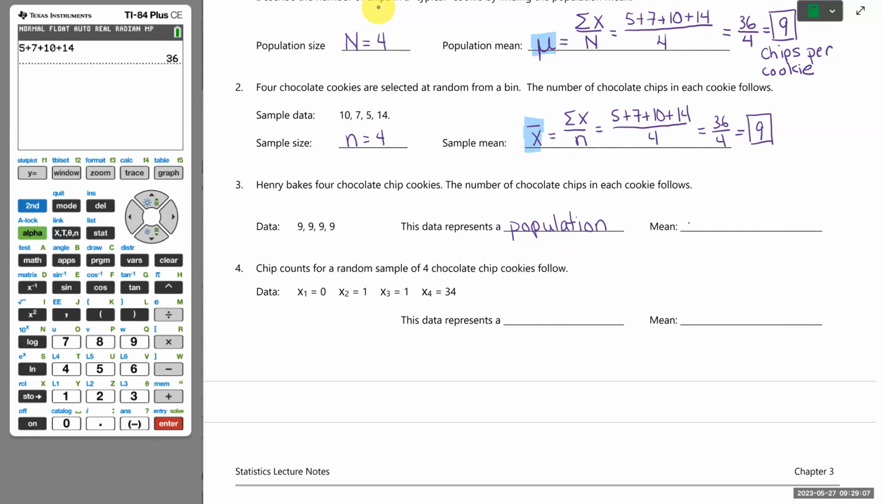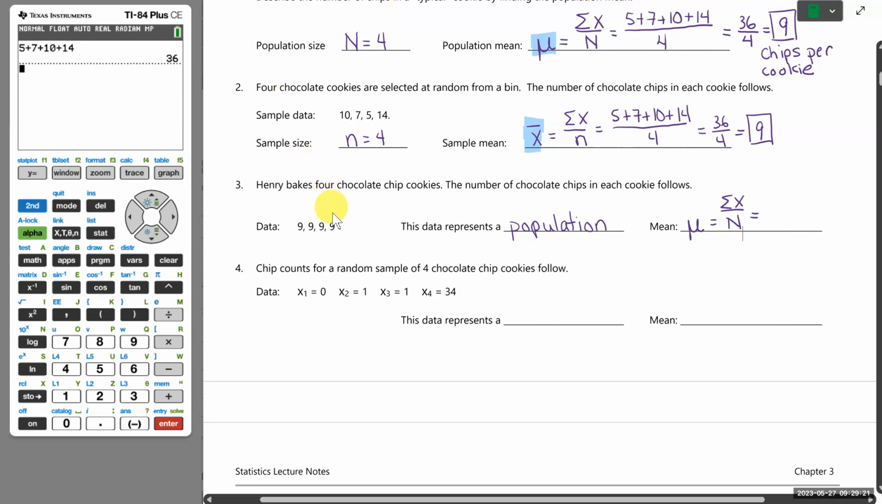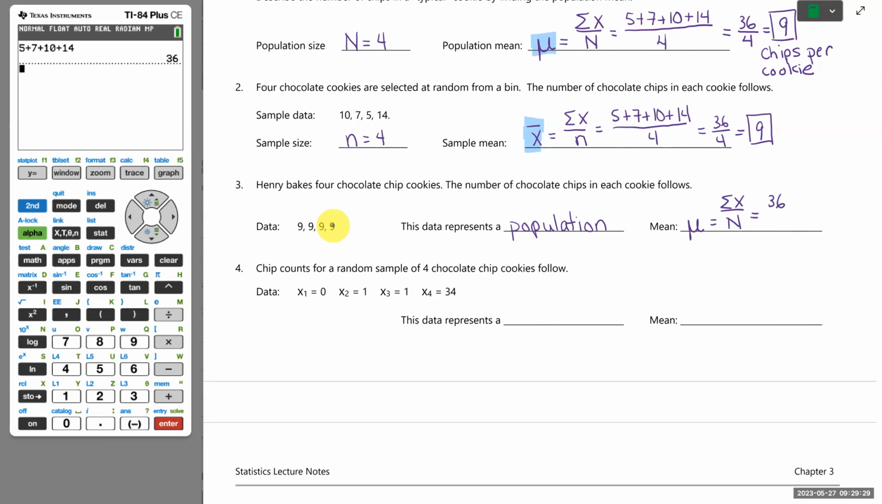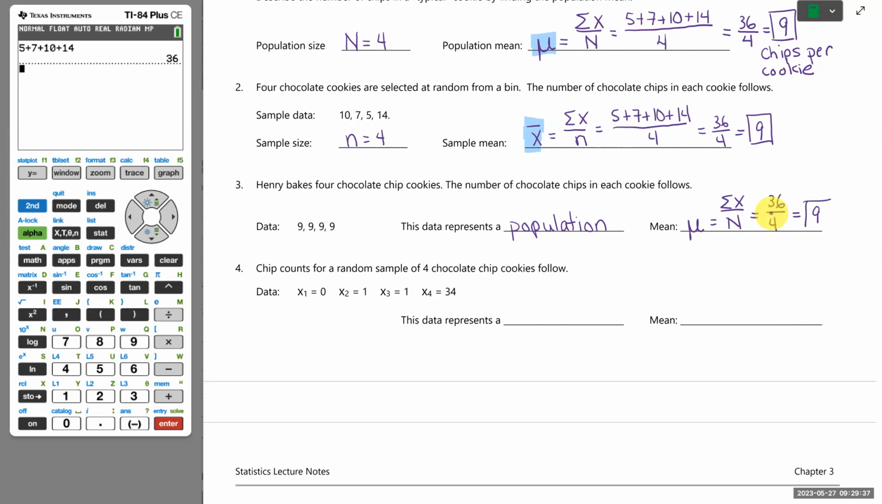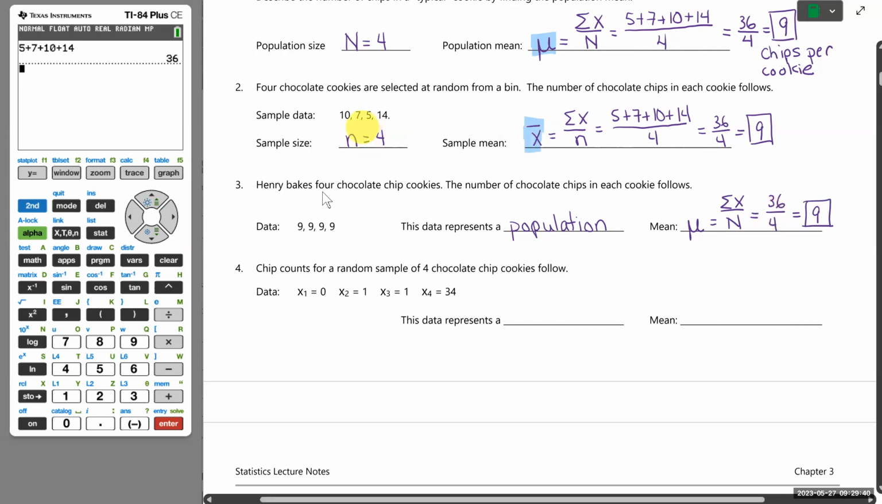And the mean then would be mu for population mean, symbol for the formula then mu equals sigma x over capital N. And now, if all the data values are 9, when you add up those 4 numbers, we already did it above, that's going to give you 36. Divide by 4 is again 9. So if all the data values are 9, the average would have to be 9. So 9 chips per cookie. So even though the data sets are different, the numerical value for that average is the same.